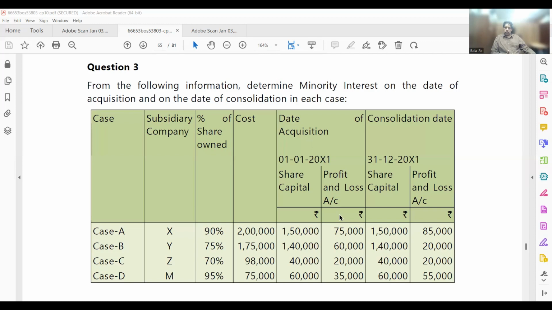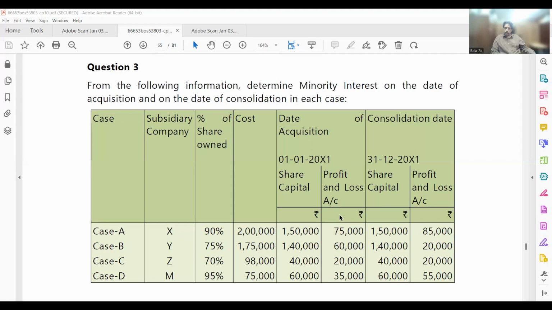Case A, subsidiary company X, percentage share owned 90%. 90% of the shares are held by the holding company. That means balance 10% held by the minority shareholders. Next. Cost 2 lakh. So 2 lakh is the amount invested by the holding company. It will be taken only for computing goodwill. Next. Date of acquisition is 1st January for all the cases. And share capital on that date, how much? 1,50,000. Next. Profit and loss account 75,000 as on 1st January.